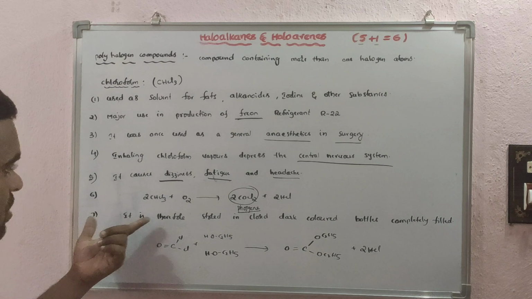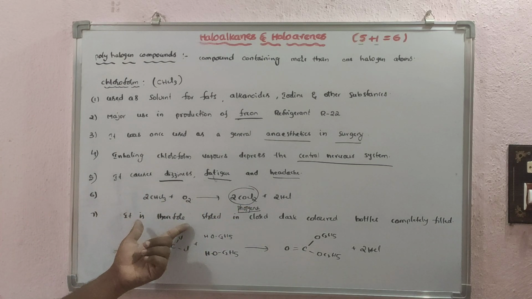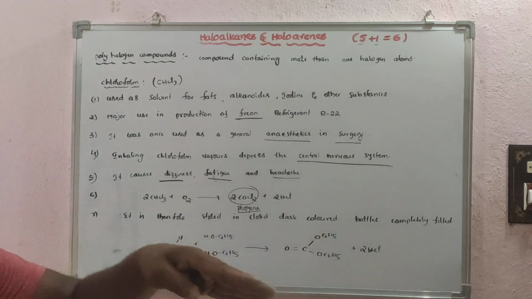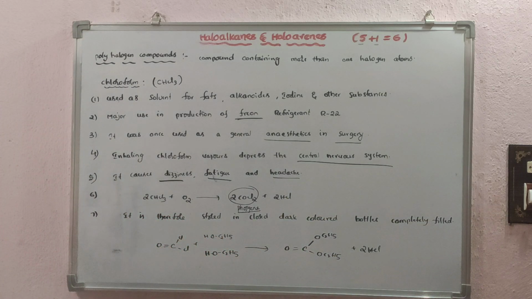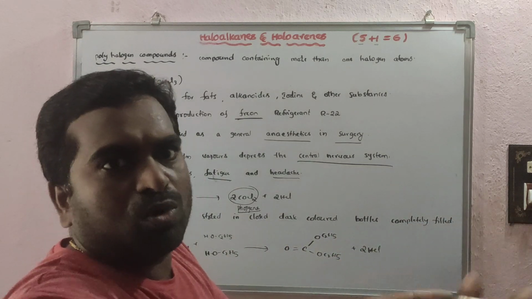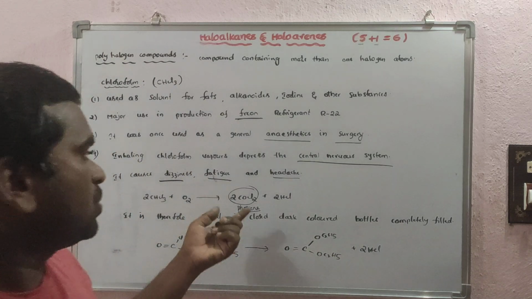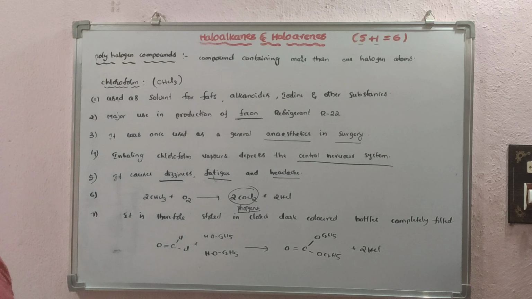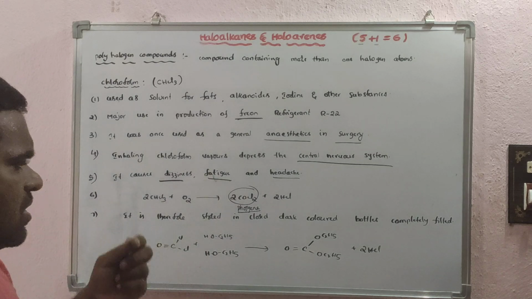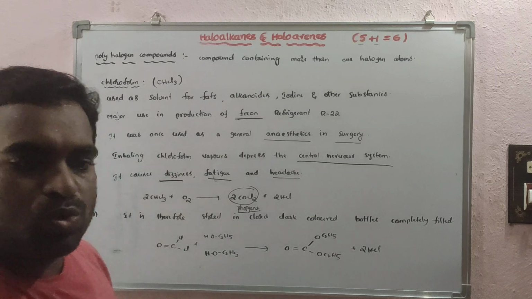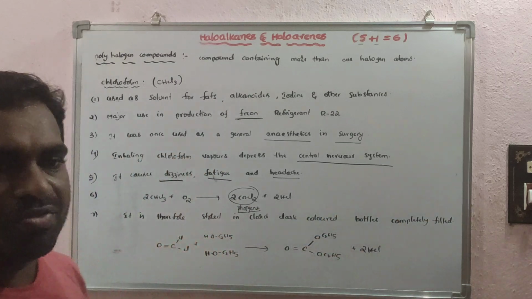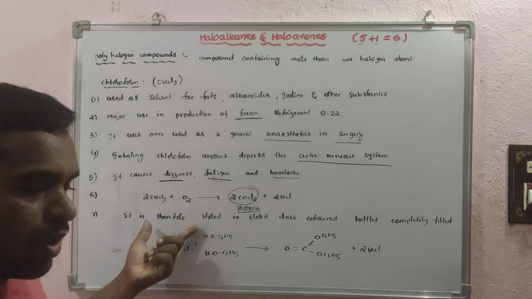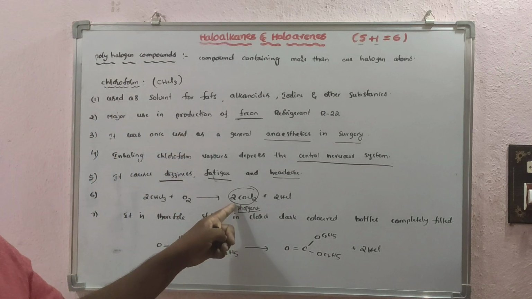Since it is easily oxidized, it should be stored in dark colored bottles which are completely filled. Yeah? That way the air is out of the bottle, so it won't be oxidized to phosgene. But sometimes it is very difficult to do this every time, so what they do is, when chloroform is stored in a dark colored bottle, they add 1 or 2 drops of ethanol. Clear? Suppose chloroform is oxidized and converted into phosgene, a poisonous gas.